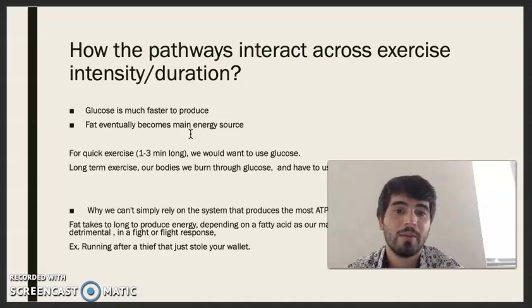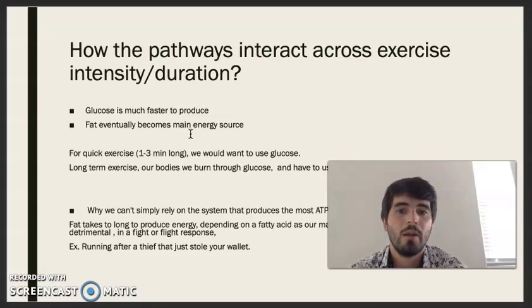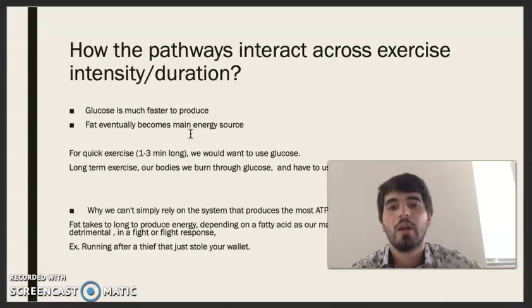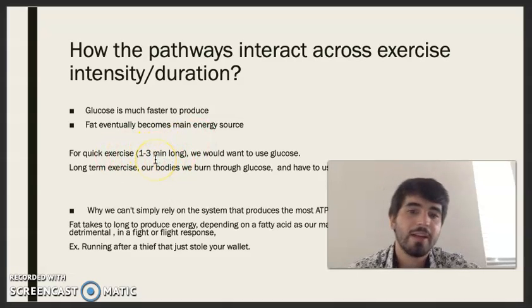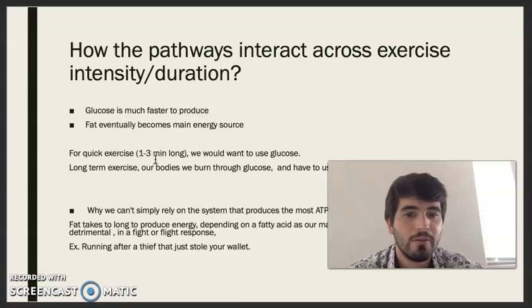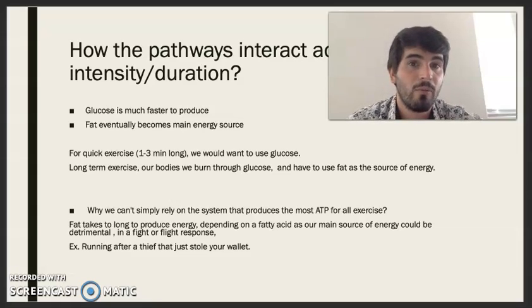Fat eventually becomes our main energy source. Don't take me the wrong way; they do both work at the same time. It's just that glucose will come out and produce quicker, and it will also go away quicker. Fat eventually takes over. For quick exercises, 1 to 3 minutes long, you'd want to use glucose because it's quick and you don't need it for too long. For long-term exercises, our body would need that fat energy source to go much longer, though not at as high an intensity.